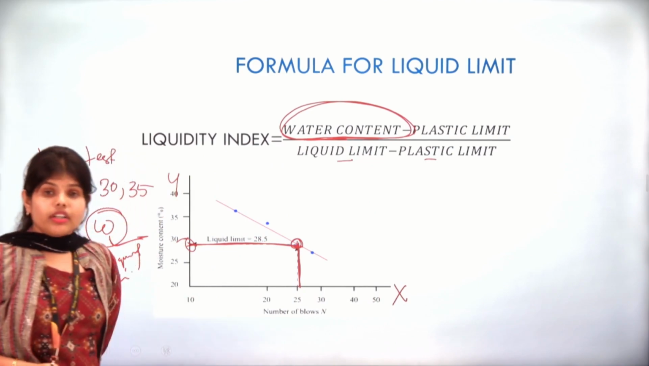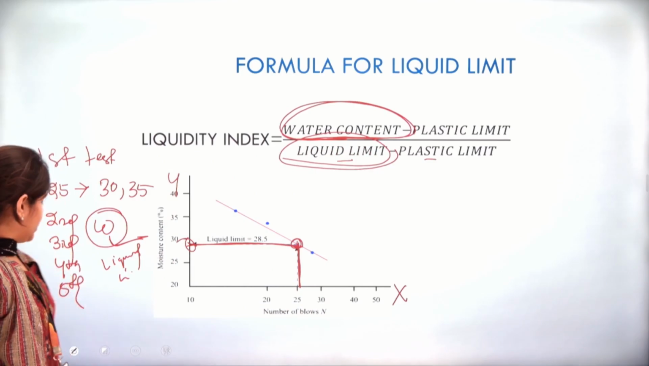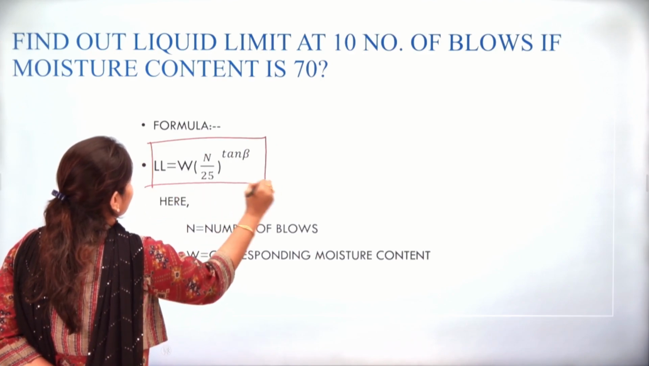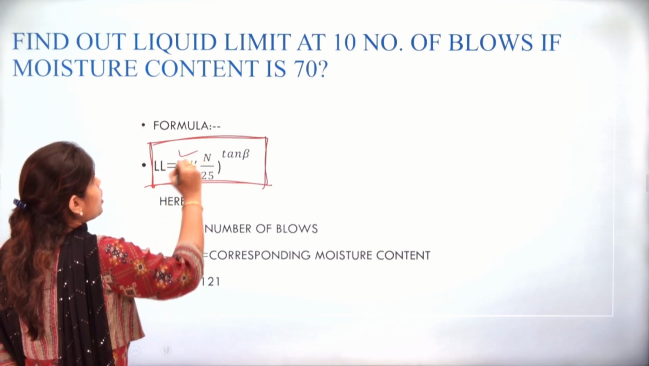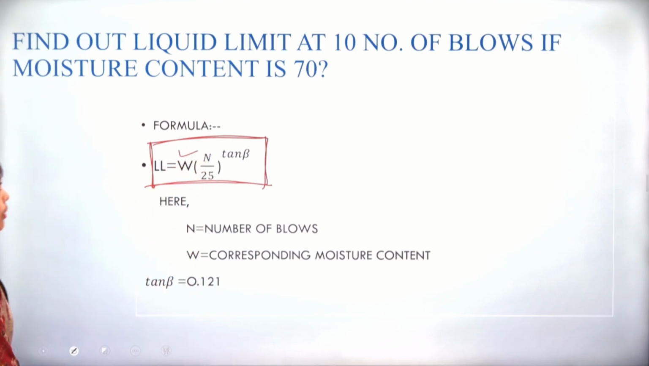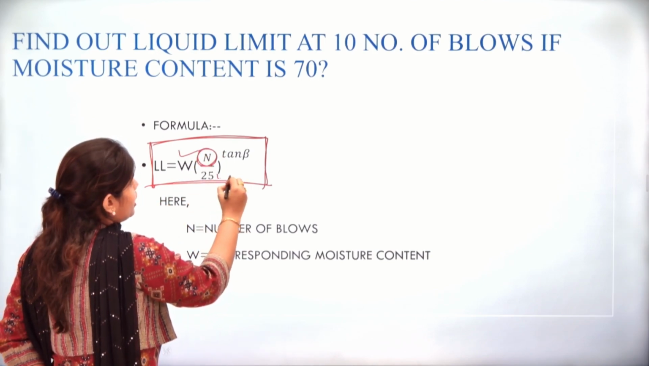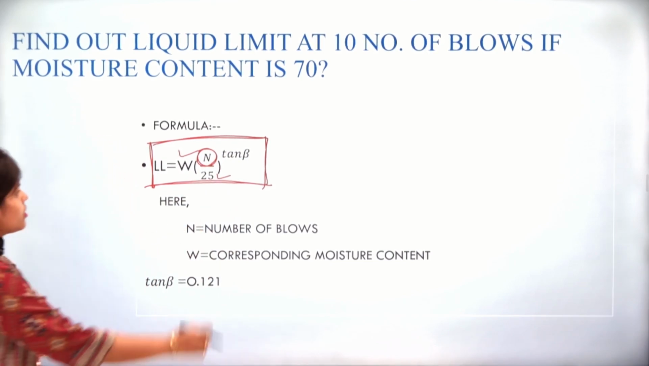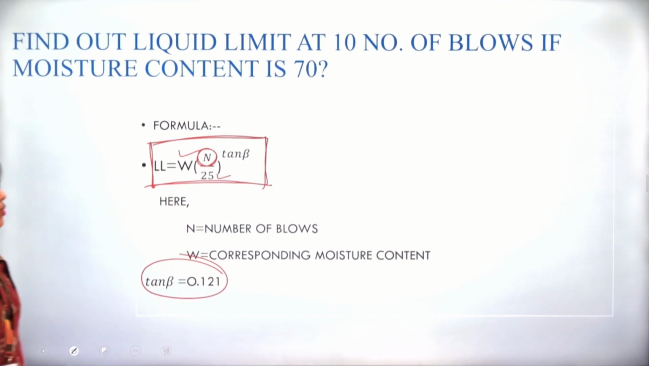But how to find the liquid limit? To find the liquid limit, here is the formula. Liquid limit is W into N by 25, raised to the power tan beta. N is the number of blows and W is the corresponding moisture content. We consider the tan beta value as 0.121.